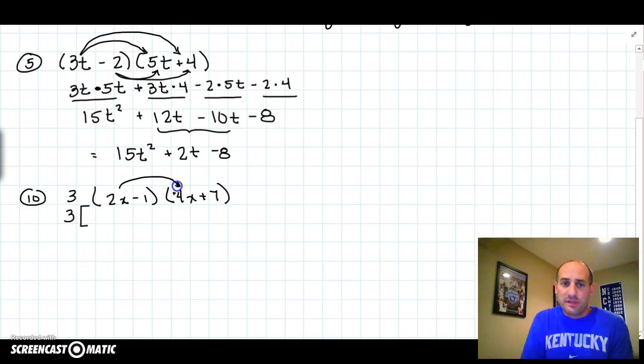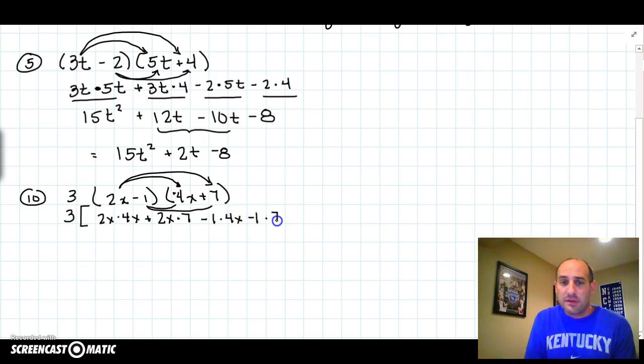2x times a 4, that is a positive 4. 2x times 7. So when I do those two things, I'm going to do 2x times 4x, and 2x times 7. There's a plus sign here, so I'm going to put a plus sign here. Then I'm going to go back, negative 1 times 4x and negative 1 times 7. So negative 1 times 4x, negative 1 times 7. And that's the end of my bracket.